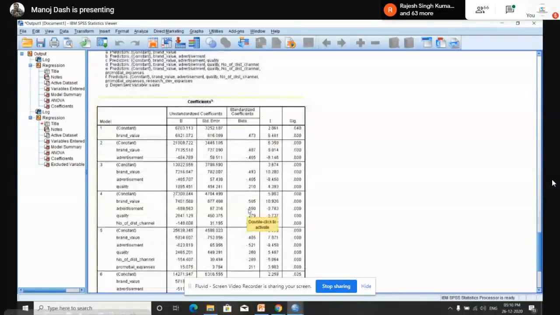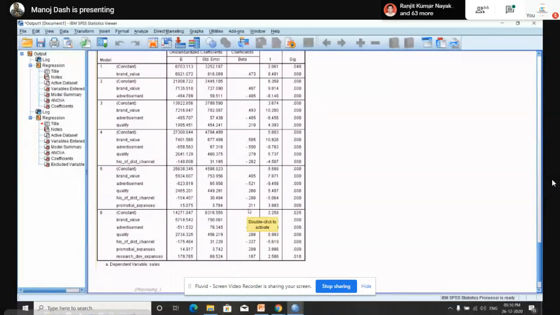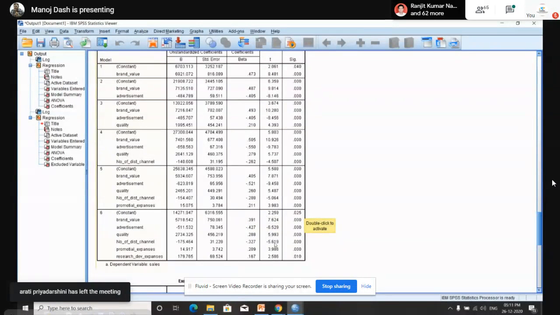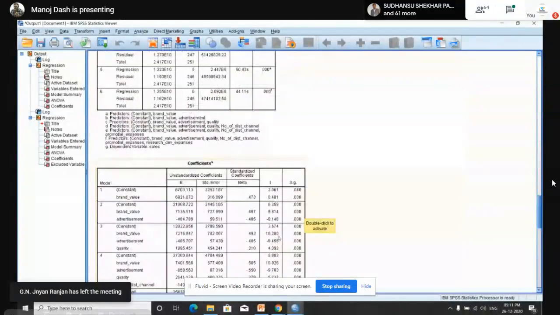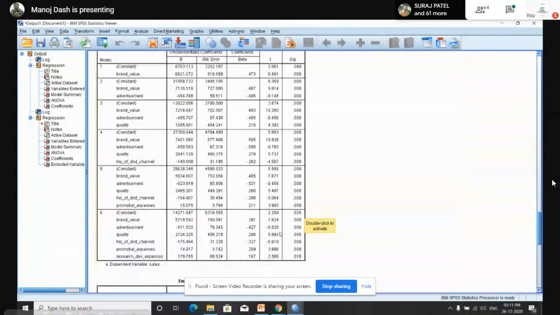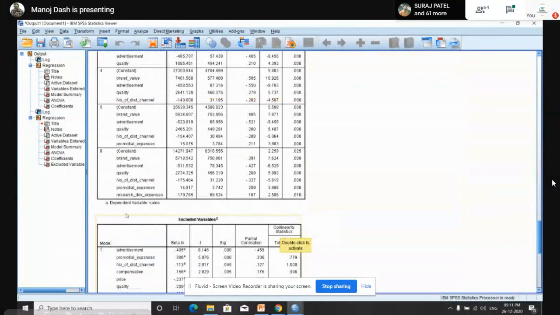Now come to the t chart. What happened in model number 6? See, all are greater than 2 now. It is for the sign. Clear? Initially, how many variables had you taken? 8 variables. Now see, only 6 variables have a significant impact on sales. Is it clear?